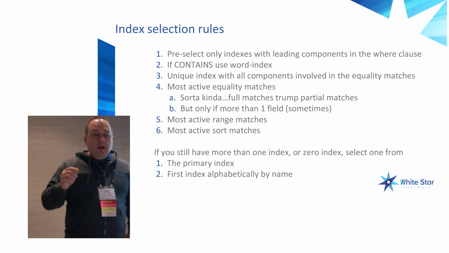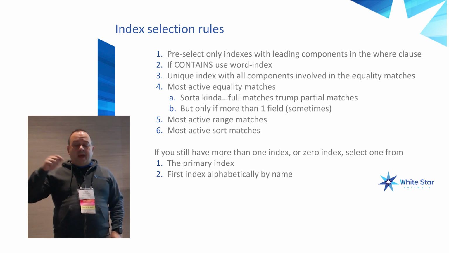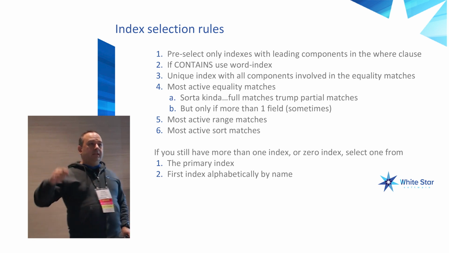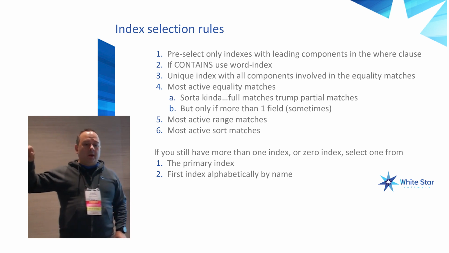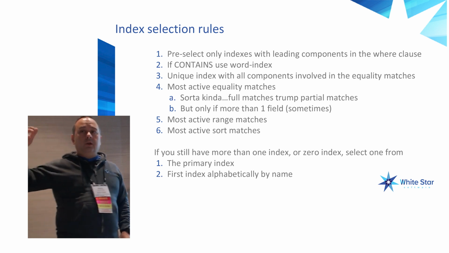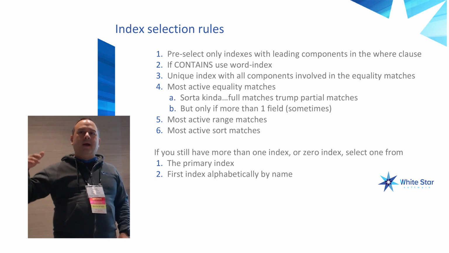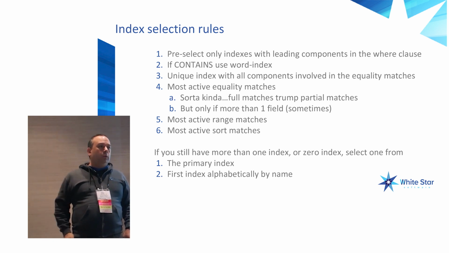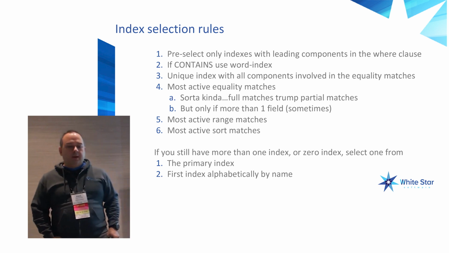Third rule, do I have any unique indexes that have all components involved in the equality match, all right? And so if I don't, I eliminate those other indexes. Why do I want to prefer a unique index with all components involved in equality matches? Because it'll return me one record, right? If I have equality on a unique index, I know by definition it's going to return one record. It's essentially a find that you're doing. So I'm going to prefer that.